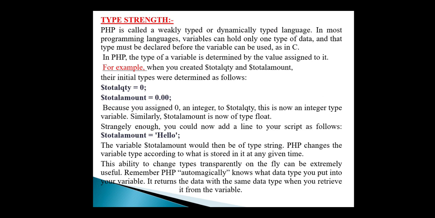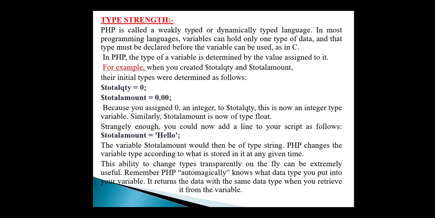Next we can look into type strength. PHP is called a weakly typed or dynamically typed language. In most programming languages, a variable can hold only one type of data and that type must be declared before the variable can be used, as in C. In PHP, the type of a variable is determined by the value assigned to it. So as I told, by considering the value we will understand which data type we are using.